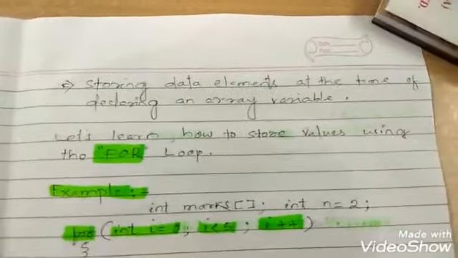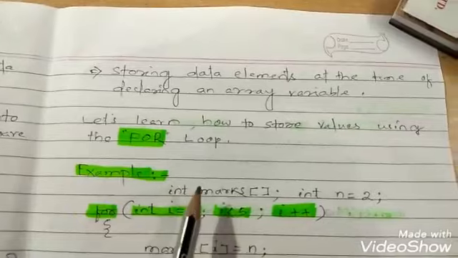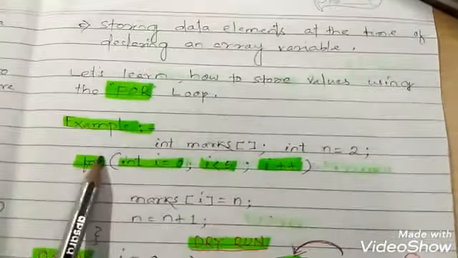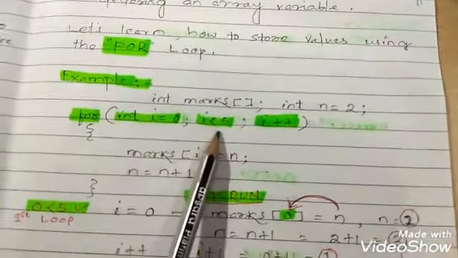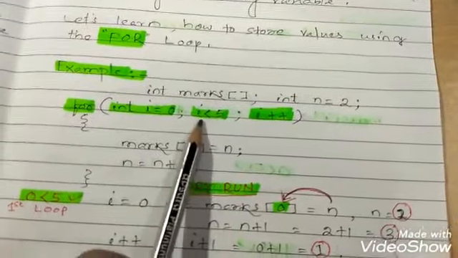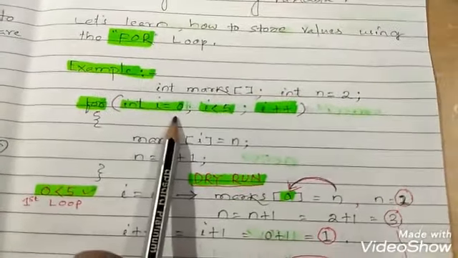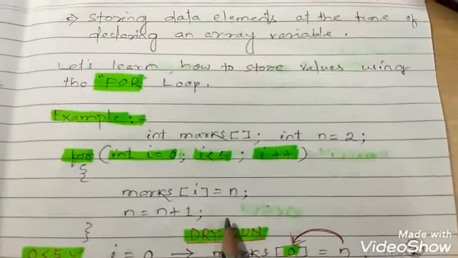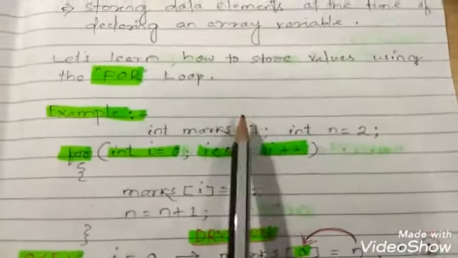So let's learn how to store values using the for loop. For example, int marks array, int n equal to 2. Now for int i equal to 0, i less than 5. i less than 5 means I want to store 5 elements. Why less than 5? Because the index value starts from 0. So i equal to 0 and it goes up to 4: 0, 1, 2, 3, 4. That means 5 numbers I want to store in marks.